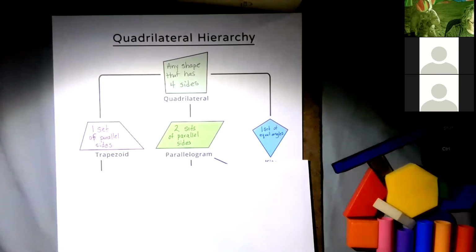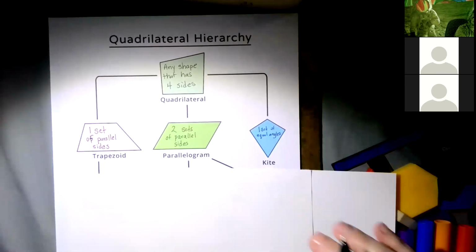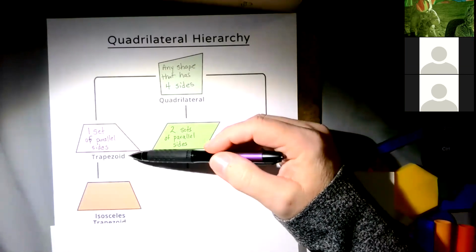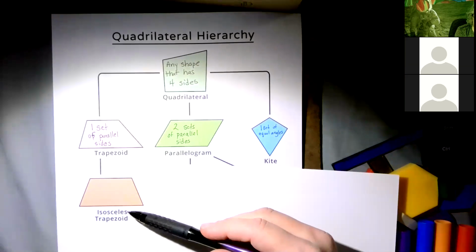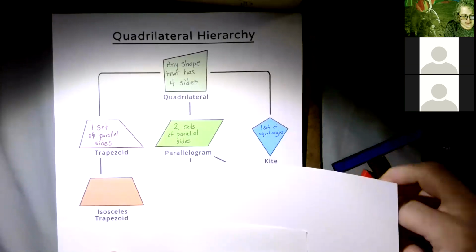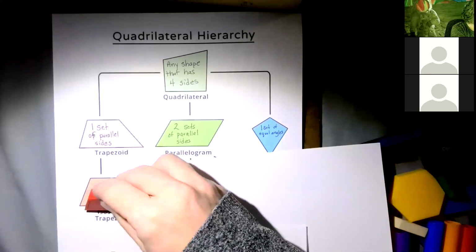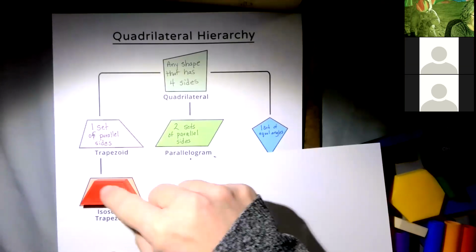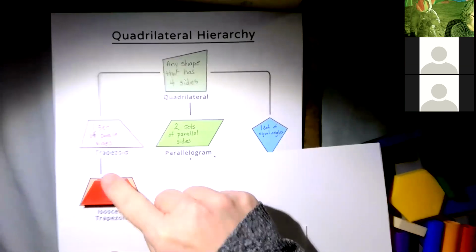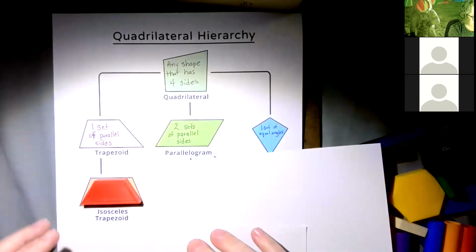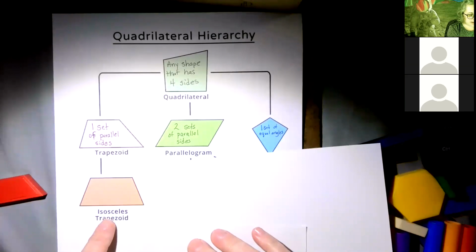Now, let me get this paper under here. Now we're going to go down, and with trapezoid, all it did was add a new one. It's called isosceles trapezoid. It means that it looks just like the block does, and that this side and this side are the same length. You notice how this one's shorter and that one's a little bit longer? It's still a trapezoid. But isosceles just means that they're the same length on either side.